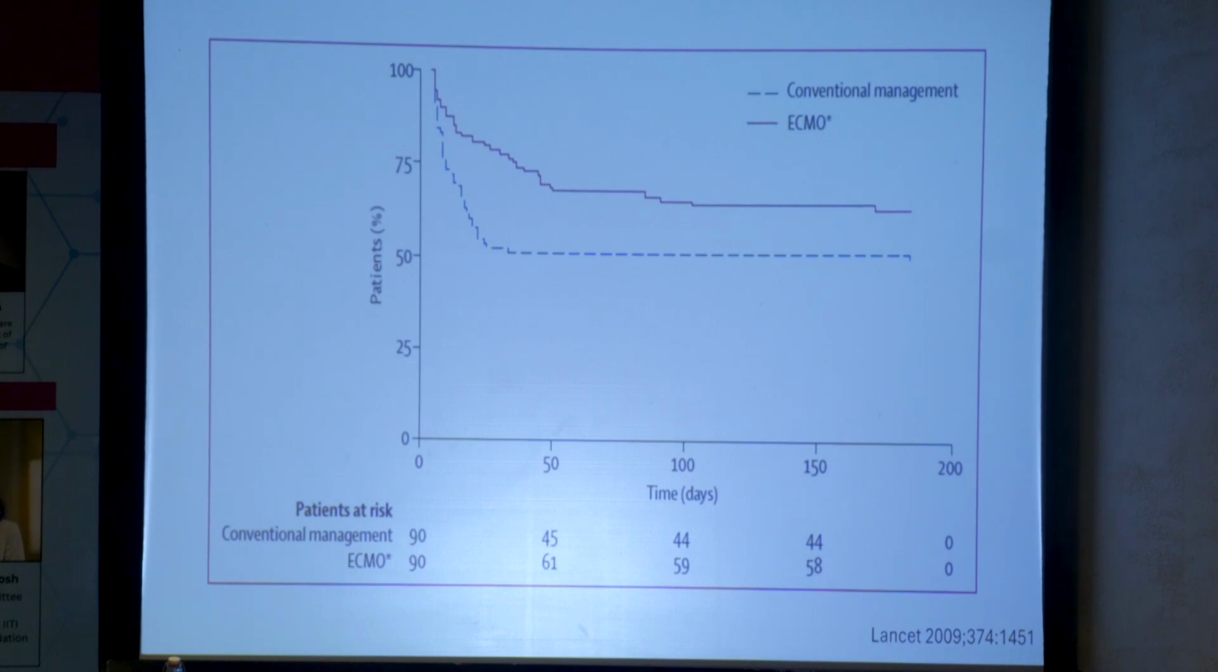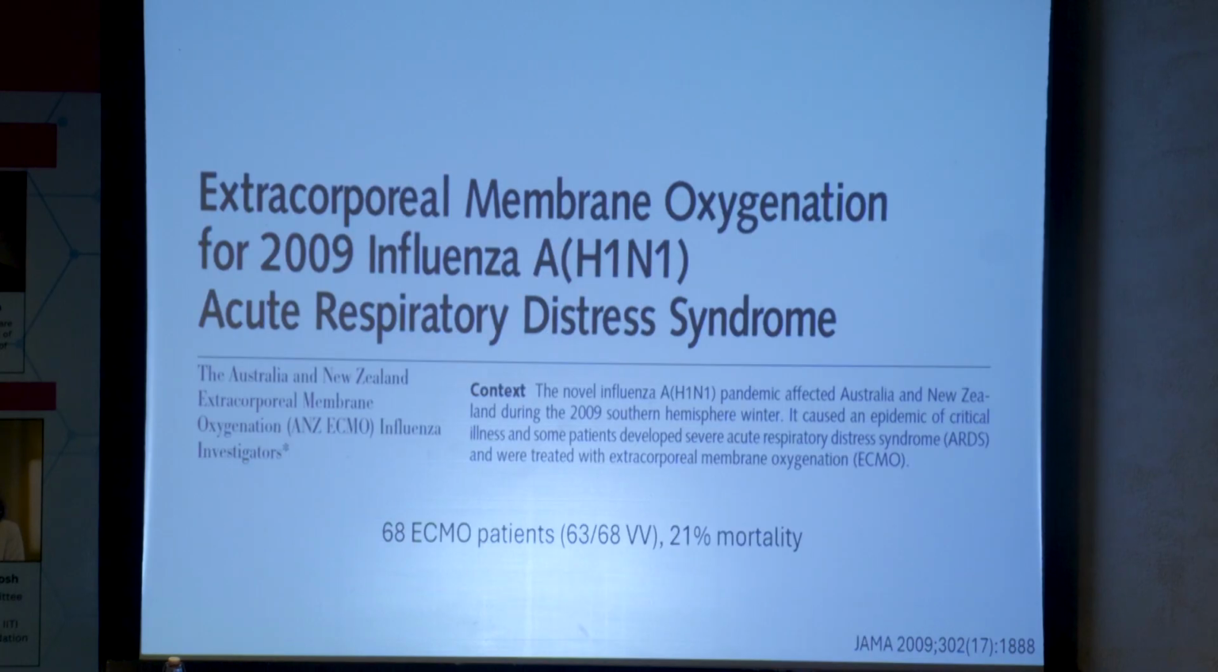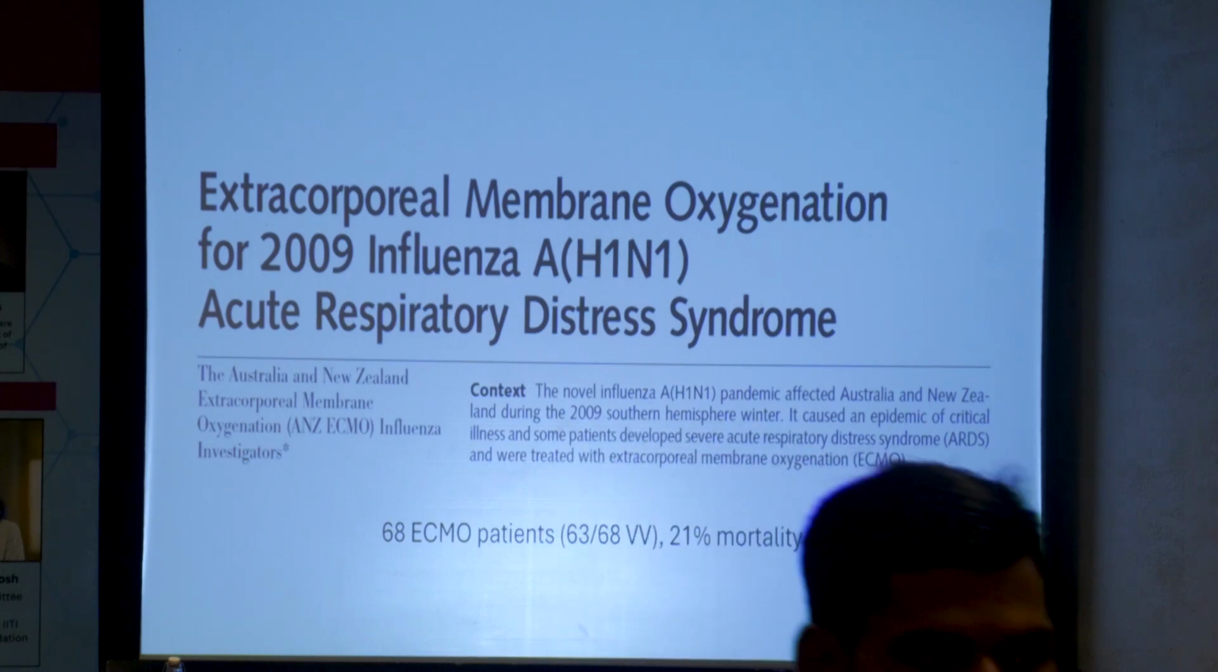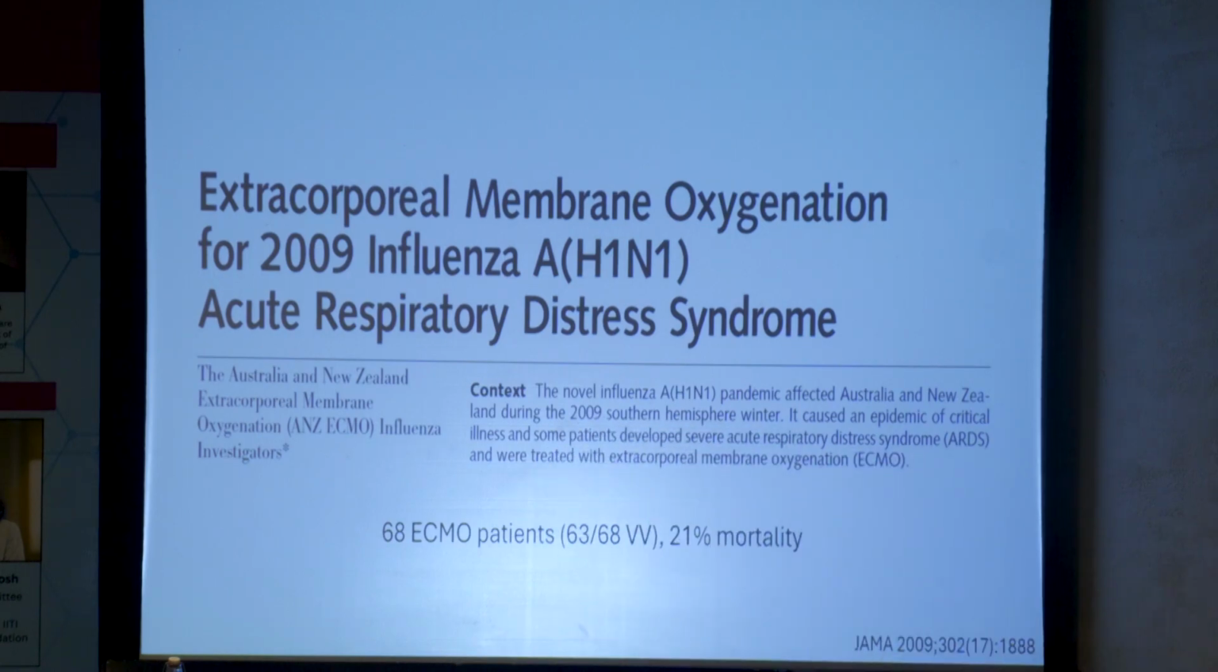So interesting, but this provided at least some randomized data, some prospective data that this therapy could be superior to conventional therapy. And then right around the same time, 2009, because of the nature of the Earth, winter comes first in the southern hemisphere compared to the following winter in the northern hemisphere, and influenza A, H1N1, came to Australia and New Zealand before it came to the rest of the world.